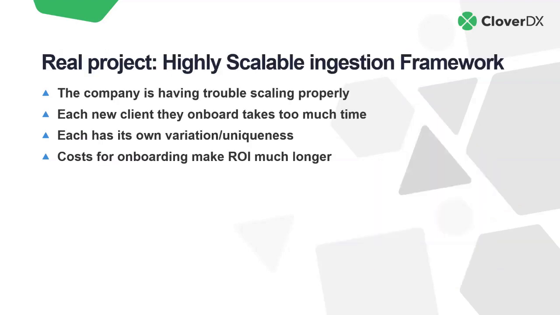So before we jump into the actual real world project, I wanted to summarize the issue that the client came to us with and what they wanted us to address, right? This particular company came to us with a problem which was very much a scaling and cost related problem. They were having trouble scaling up properly to meet all of the demand that they were getting. They had plenty of clients, which is a good problem to have. They had plenty of clients waiting to onboard and use their system, but they just could not onboard them quickly enough.